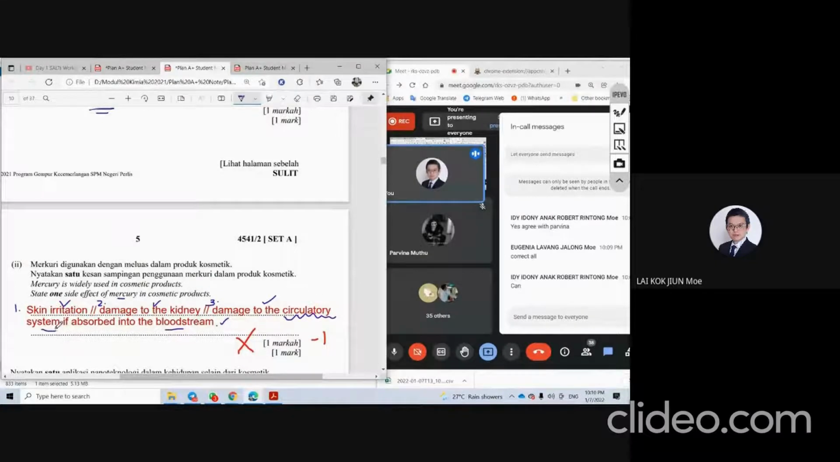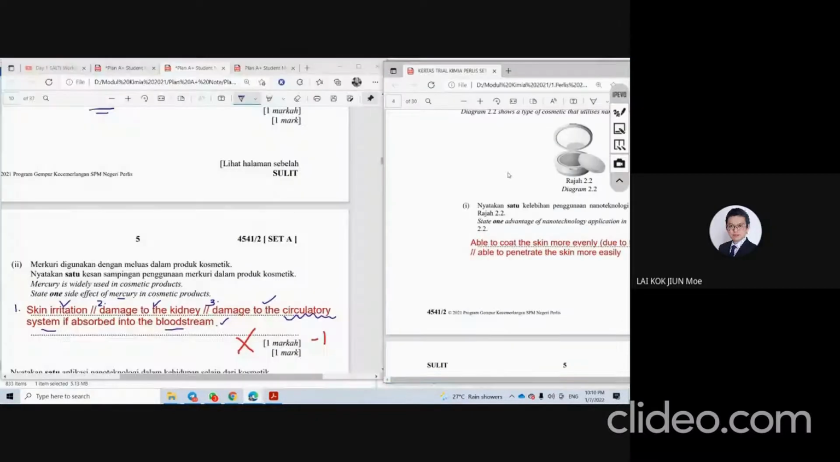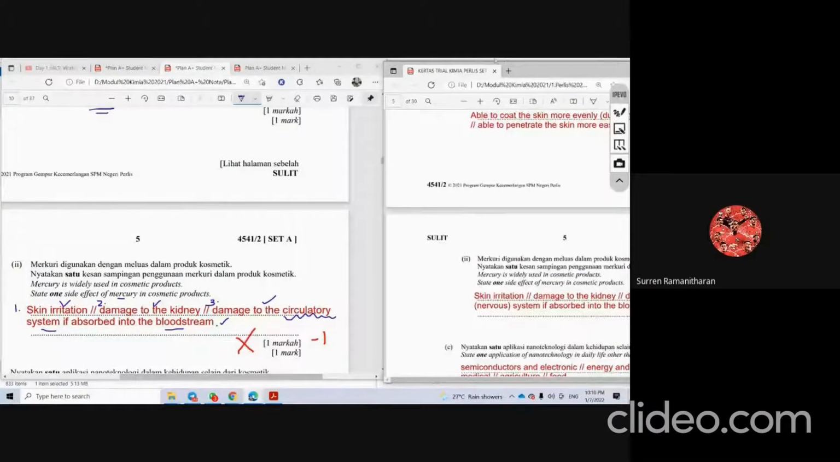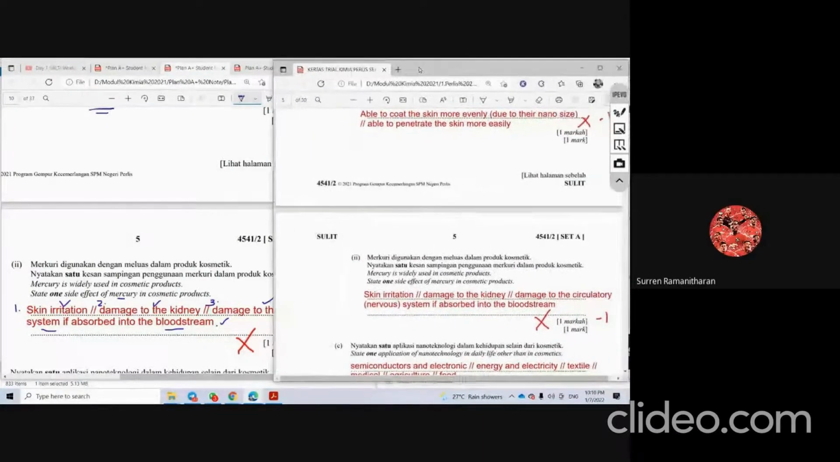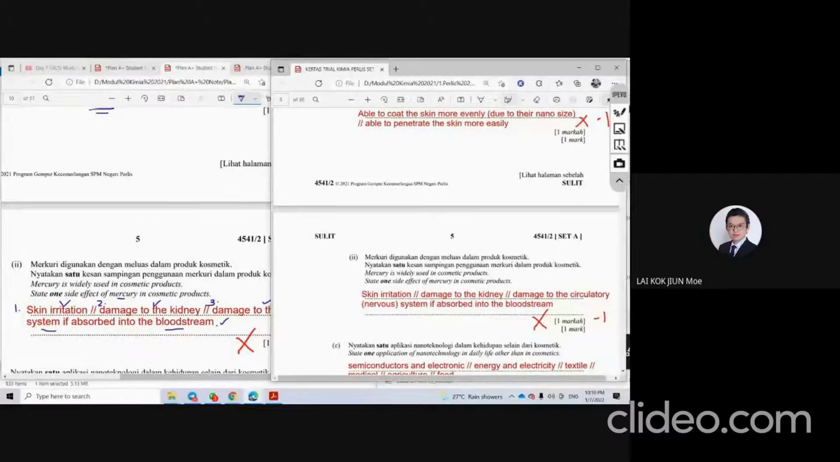Circulatory system in biology includes what? Lung, right. So it's not circulatory system, right? Which word should we replace it with? Nervous system. Nervous system here. Well done.